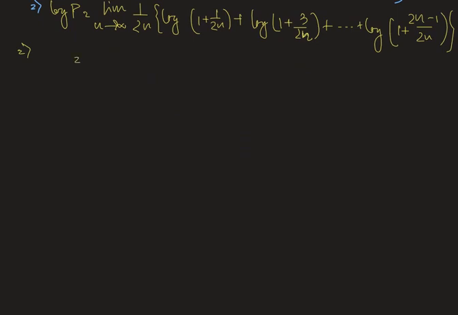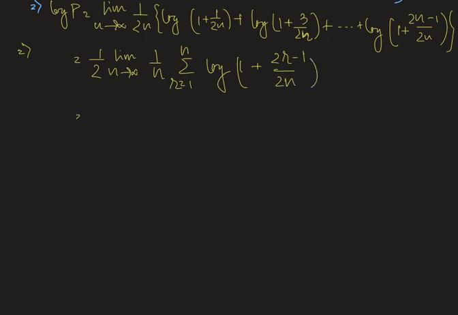Therefore, we get 1/2 limit as n tends to infinity of 1/n sum over r equals 1 to n of log(1 + (2r-1)/2n).